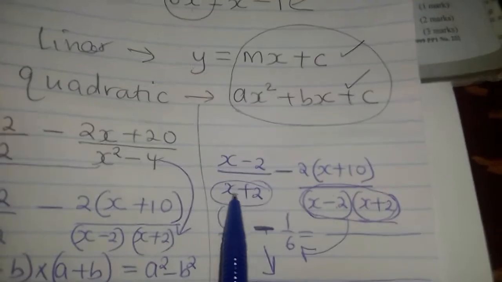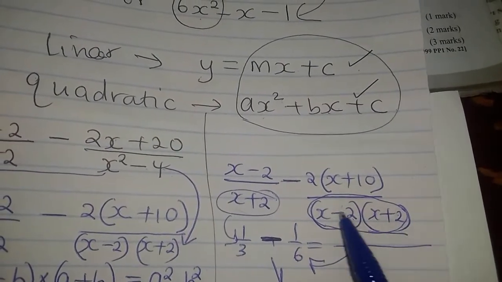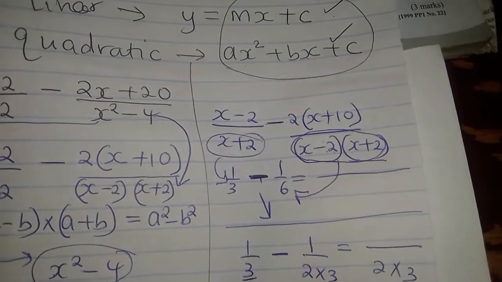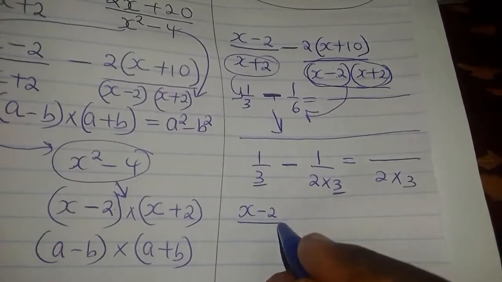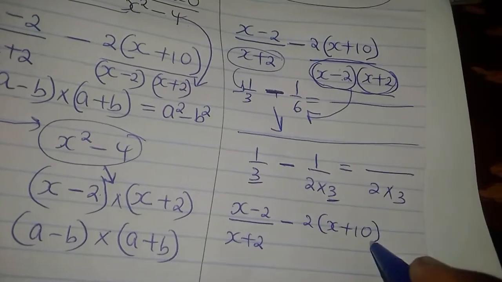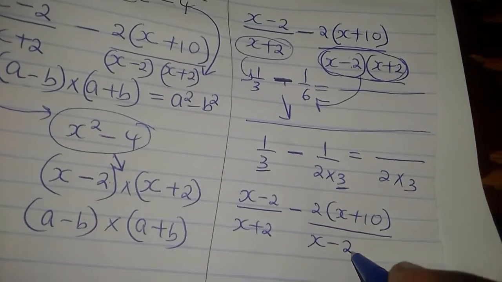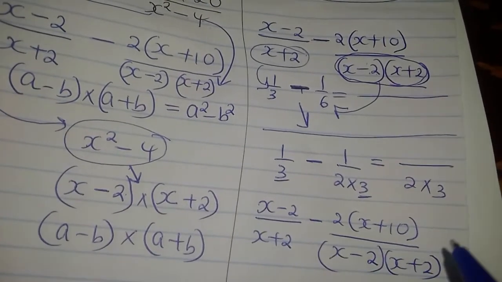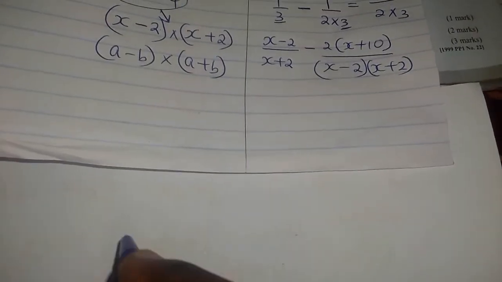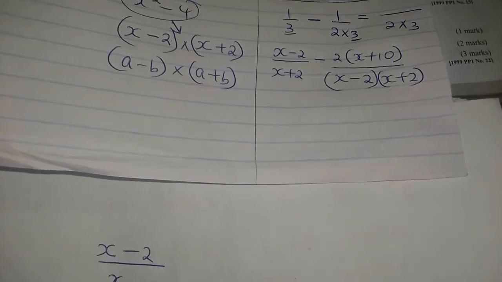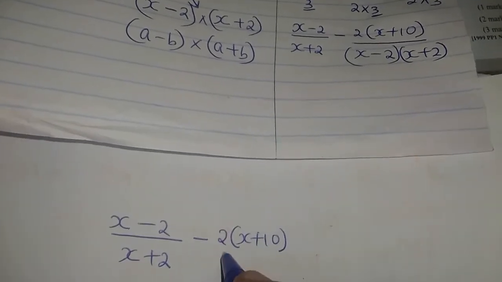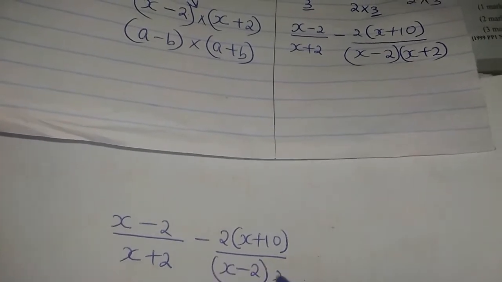Look at this. This is x plus 2, x minus 2, x plus 2. The LCM of the whole of this and this is the whole of this, because this can go here, x minus 2. So I'm going to have (x minus 2) over (x plus 2). Then I say minus 2 into (x plus 10), close the brackets, over (x minus 2), (x plus 2). So how do I get the LCM and arrive at the final answer? So I'll come here and say (x minus 2) over (x plus 2) minus 2 into (x plus 10), close the brackets, over (x minus 2), then (x plus 2).